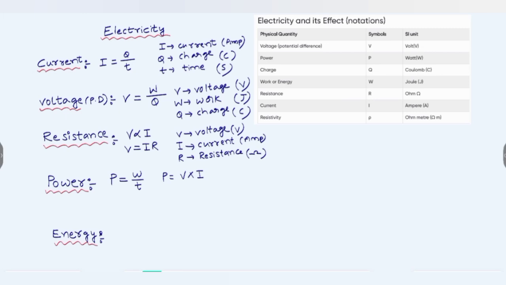And what are the units of power? We already know V is voltage and its units are volts. I is current, units are amperes, whereas P is the new thing, that is power. Power units are watts.